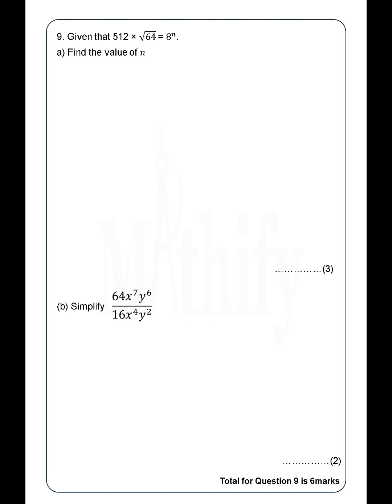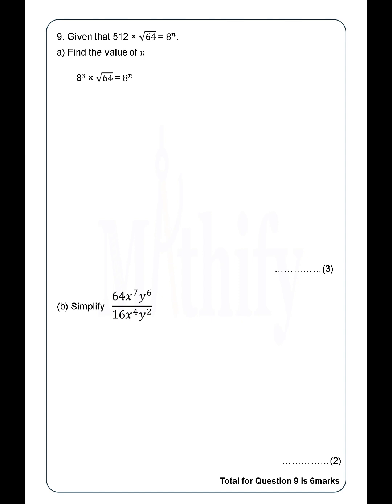Now, the question has already given us a clue. They gave 8 to the power of n, 8 to the power of something, which means that 512 and square root 64 need to be written in the form of 8 to the power of whatever number fulfills it. Now 512 can be rewritten into 8 cube, 8 to the power of 3. Why is that? Because 8 times 8 is 64. 64 times 8 is equal to 512. That's why it's 8 to the power of 3.